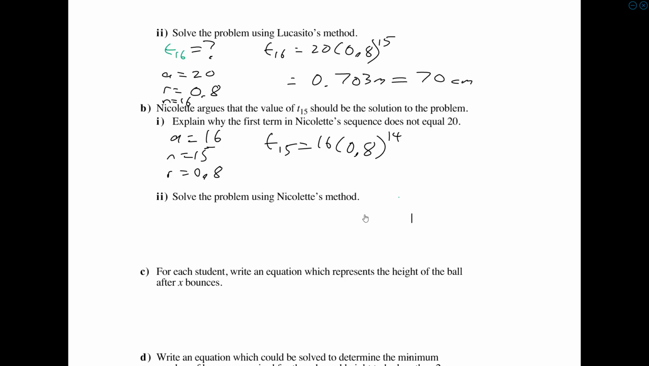If you're confused about how this 14 became 15, just remember in our formula it's n minus 1, so I'm just writing out 15 minus 1 as 14.